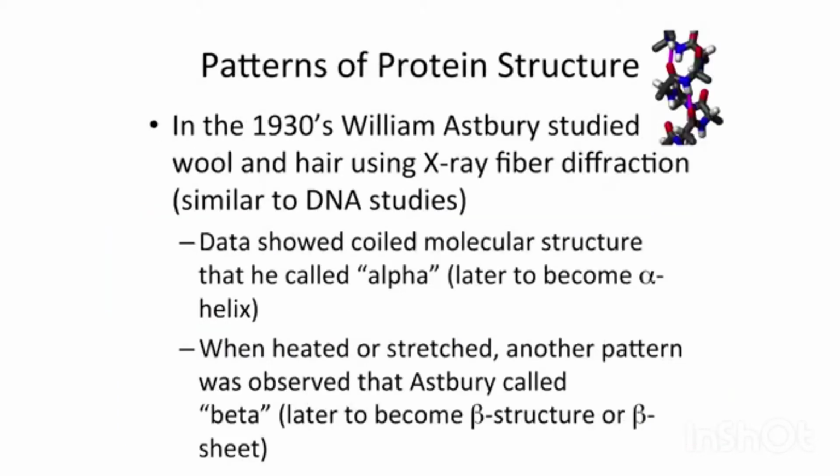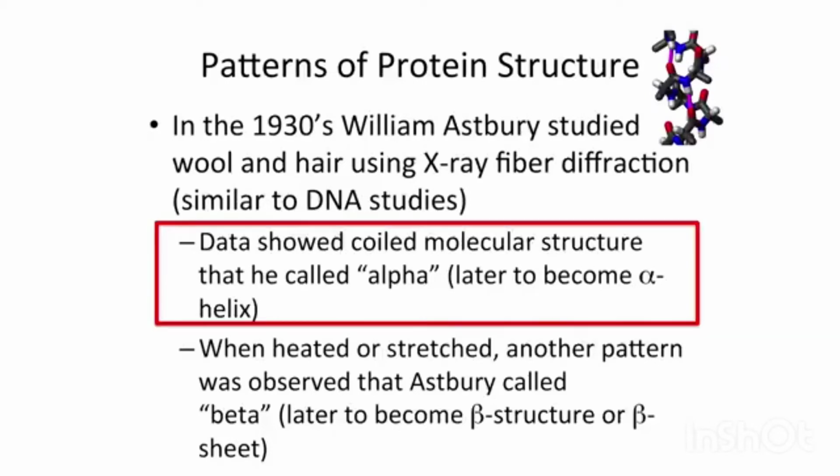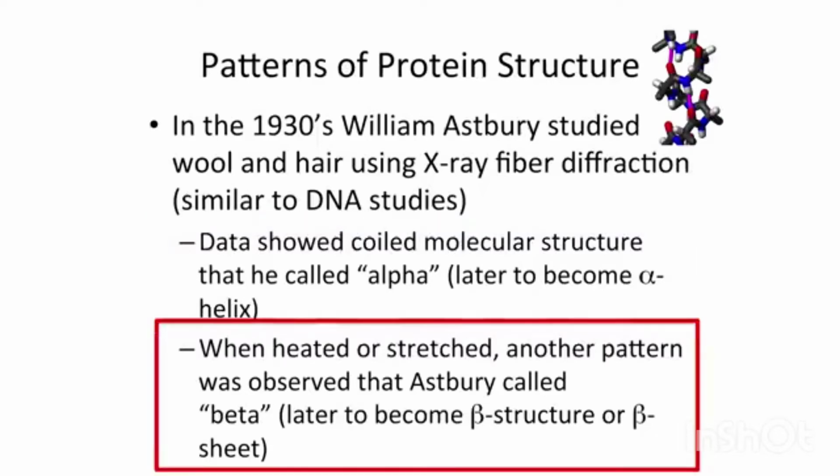But it turns out you have to be able to do something. If it were just a linear polymer, it's just like DNA. And so it was known that proteins formed structures and that they were varied. And in the 1930s, William Astbury took wool and hair, which are protein, and using X-ray fiber diffraction, he showed that there was a coiled molecular structure that he called alpha. This later became the alpha helix. When he heated or stretched the fibers, he found another pattern of diffraction that he designated as beta, which later became beta structure or beta sheet.